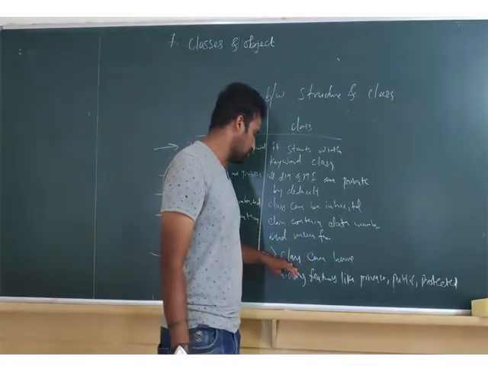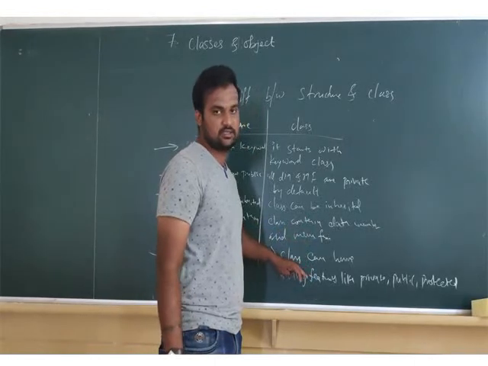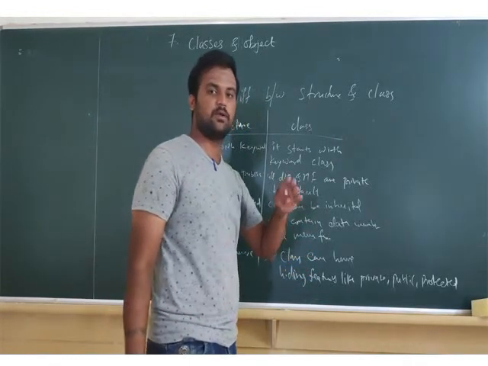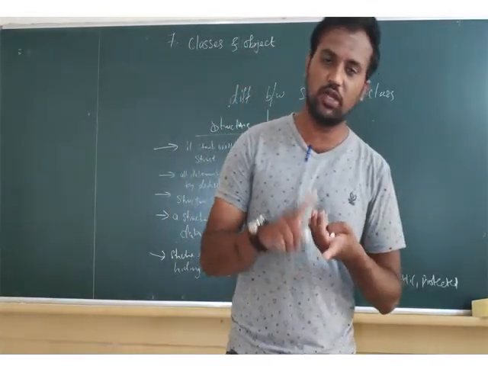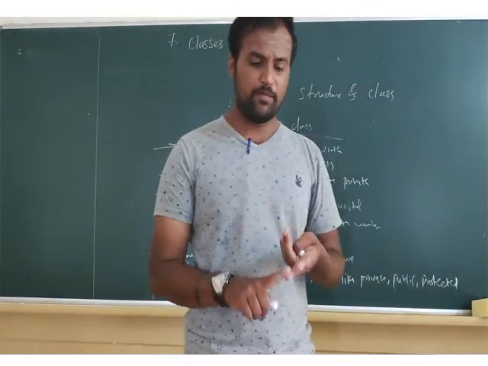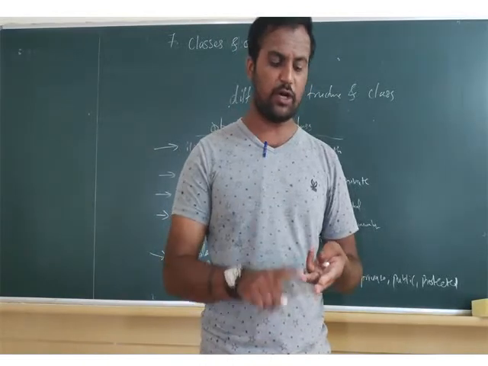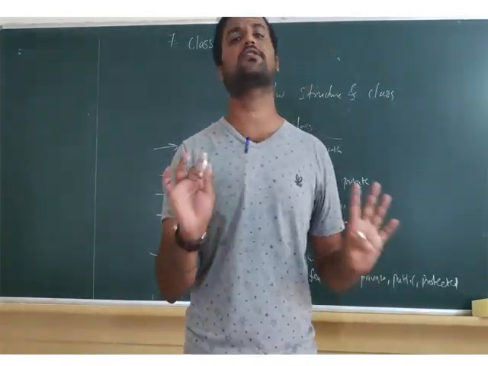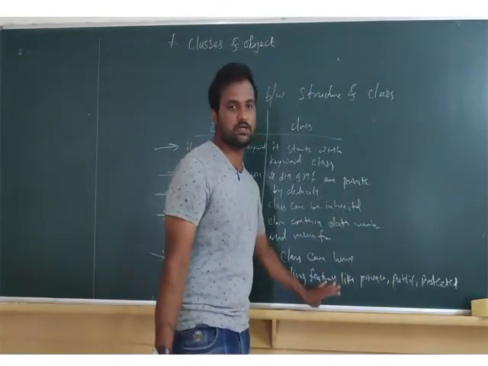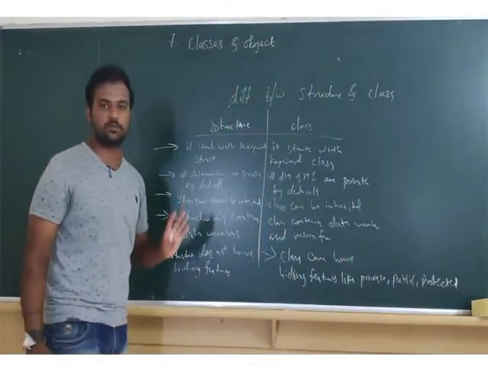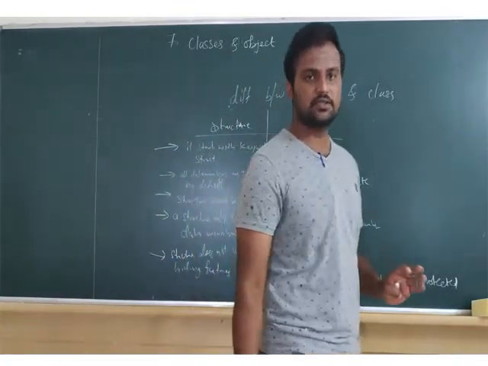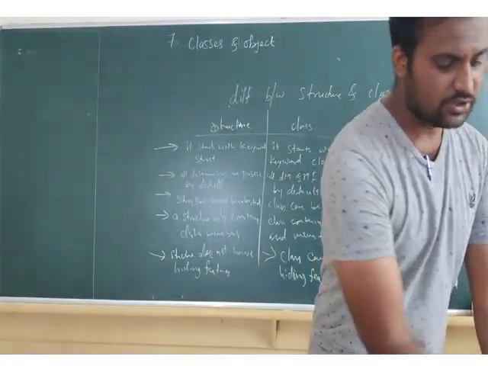Whereas when it comes to class, here three things are possible: private, public, protected. Private means only you can access. Public means all members can access. Protected means only to whom you give the authority they can only access. Here all three are possible. Here not possible. So these are the differences between class and structure.